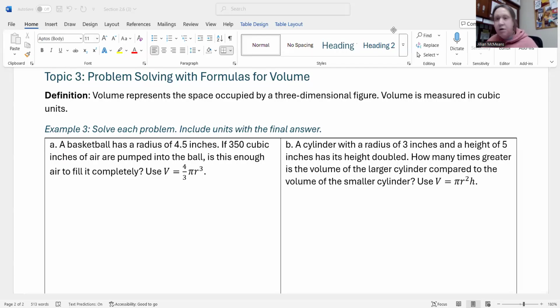Topic 3 for this worksheet covers problem solving with the formulas for volume. It's important that you understand that volume represents the space occupied by a three-dimensional figure. We also need to know that volume is measured in cubic units.